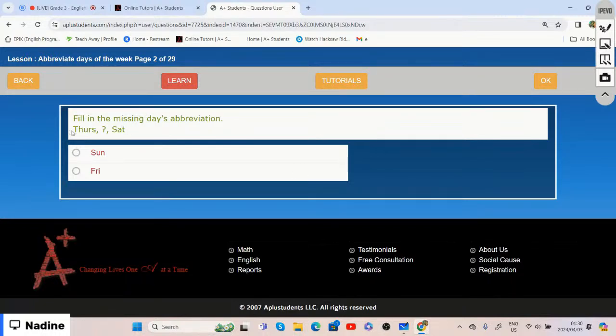We have Thursday, Sunday, Saturday, or Thursday, Friday, Saturday. We need to say which word is missing between Thursday and Saturday. The day of the week that is missing between Thursday and Saturday. Is it Sunday or is it Friday?